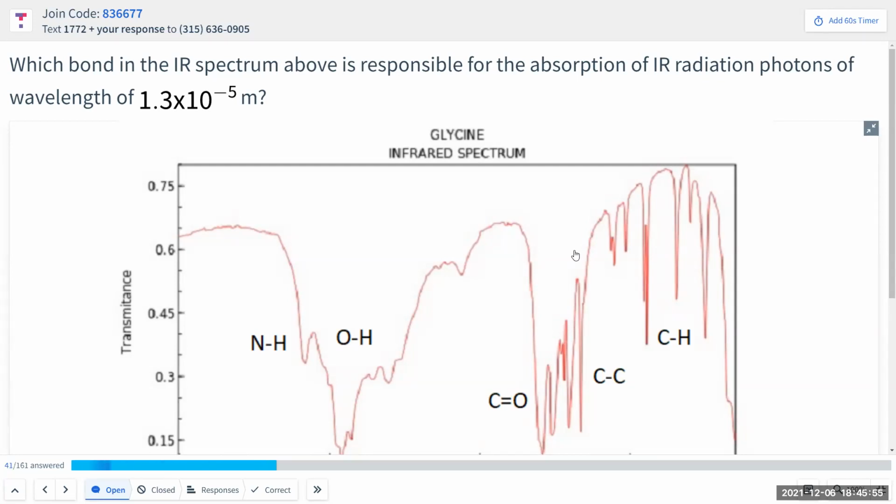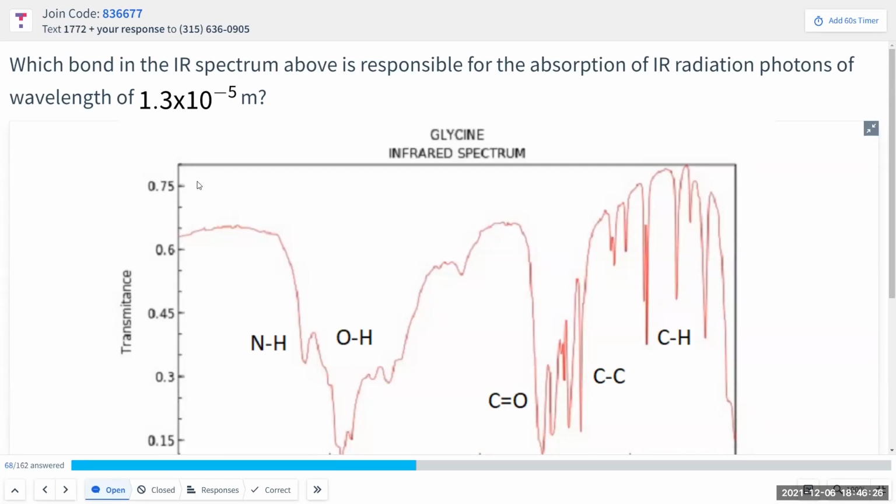Okay, so in the IR spectrum, you are given the wave number in per centimeters. That means the first thing I would do is to convert this wavelength, which is in meters, to centimeters. Once I have that, then I will take the inverse of that to get the per centimeter value and compare that to whatever we have on the IR spectrum. Okay, so let's try doing that.